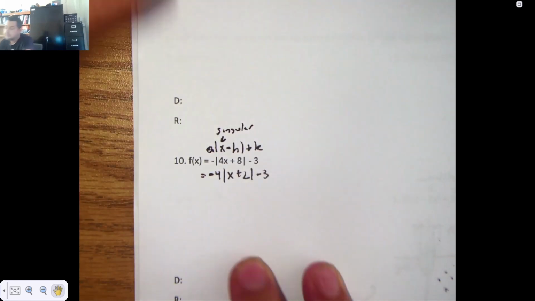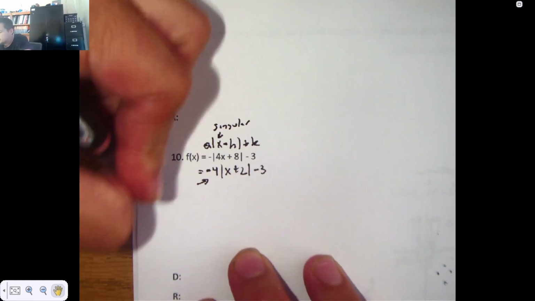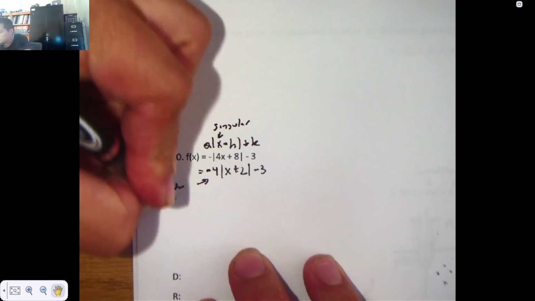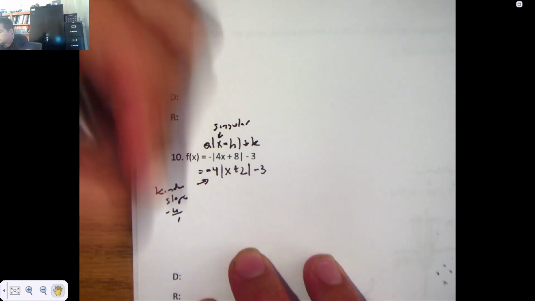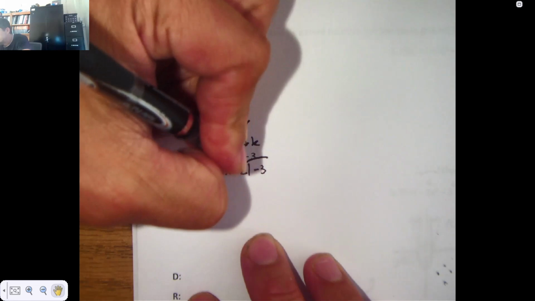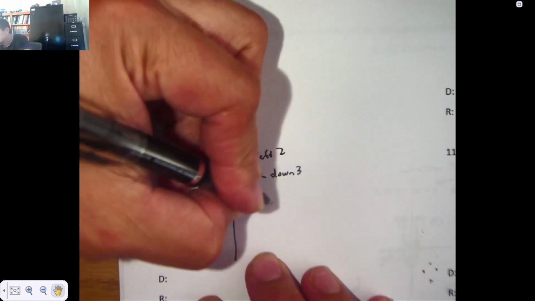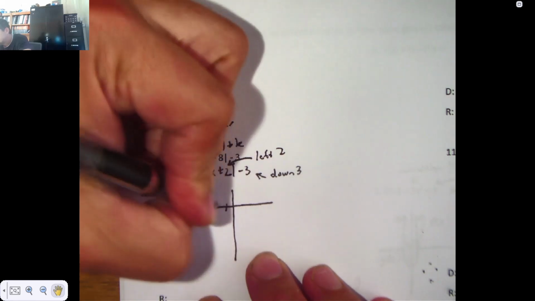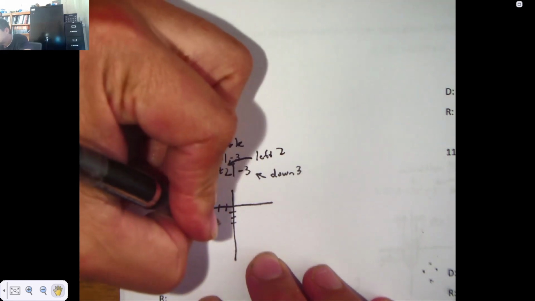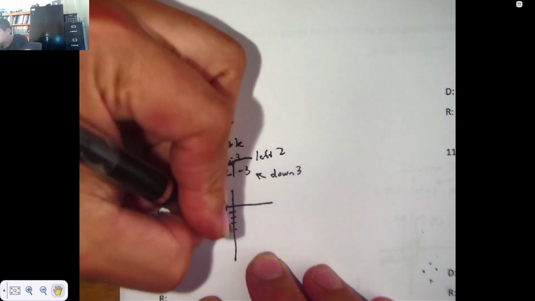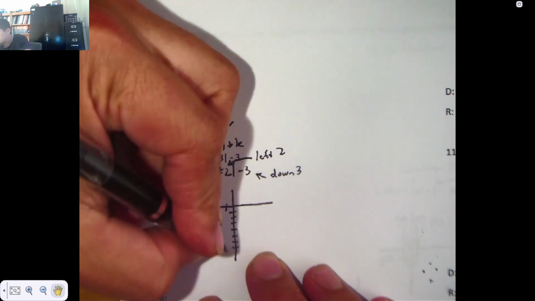And let's talk about what this is. This is my kind of slope. It's -4 over 1. This has been shifted, not right, but left 2 and then down 3. So that's pretty simple. But we go left 2 and we fall 3. And then we're going to have to fall 4 units. 1, 2, 3, 4, and run to the right 1.